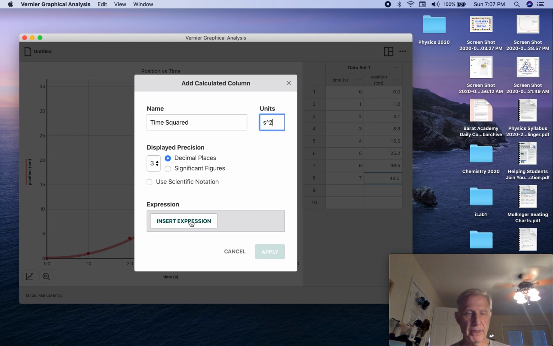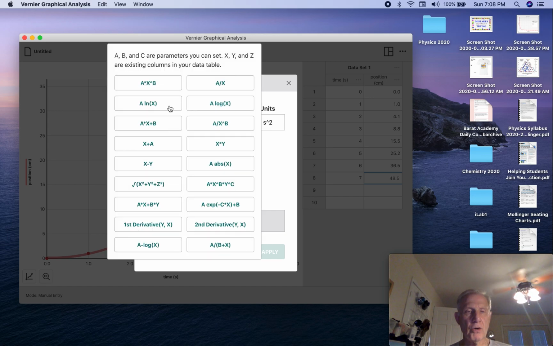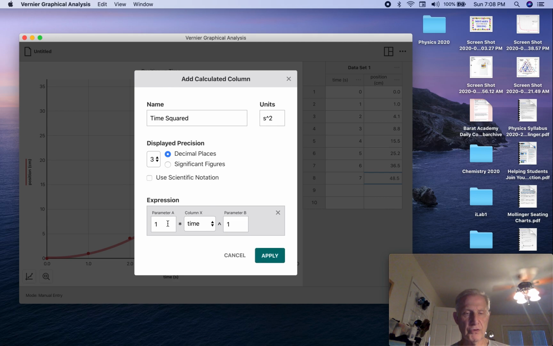So we insert some kind of expression here. We're asking Graphical Analysis to square the x term. Here we have a coefficient times x raised to some power. That's what we're going to do. We're going to take the x term and square it, and we're not going to use an a anything but 1. So here's the expression: 1 times my time, and I'm going to raise my time to the second power. And then we apply that.